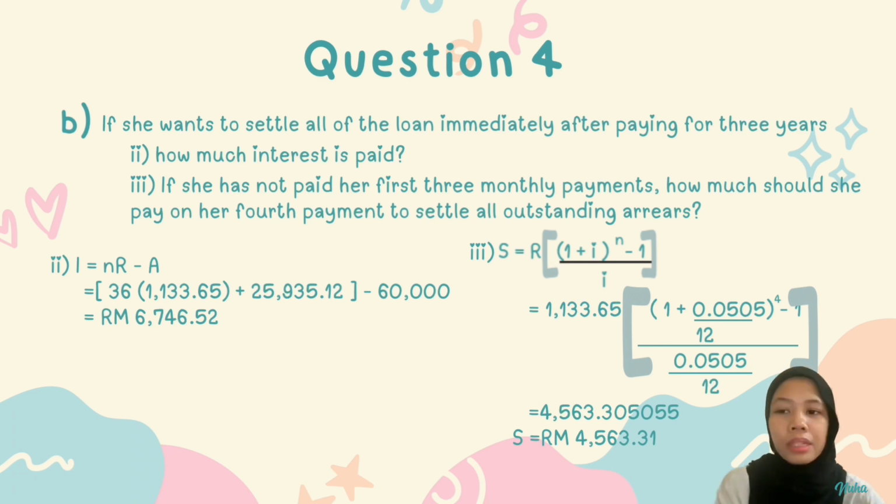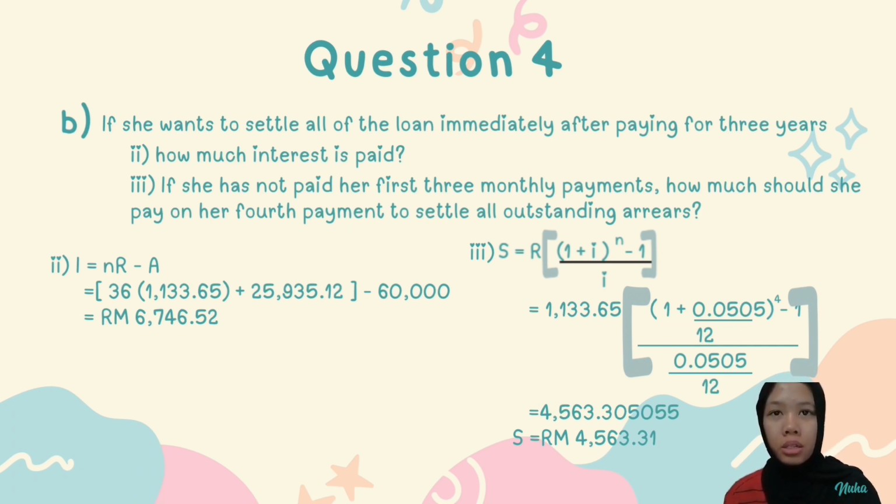6,746.52 ringgit. The last question: if she has not paid her first 3 monthly payments, how much should she pay on her 4th payment to settle all outstanding arrears? So we're going to use the formula of future value. So put the value into the formula. We're going to get S equals 1,133.65 times ((1 plus 0.0505 divided by 12) to the power of 4 minus 1) divided by 0.0505 over 12. So we're going to get the new amount S equals 4,562 ringgit 31 cents.